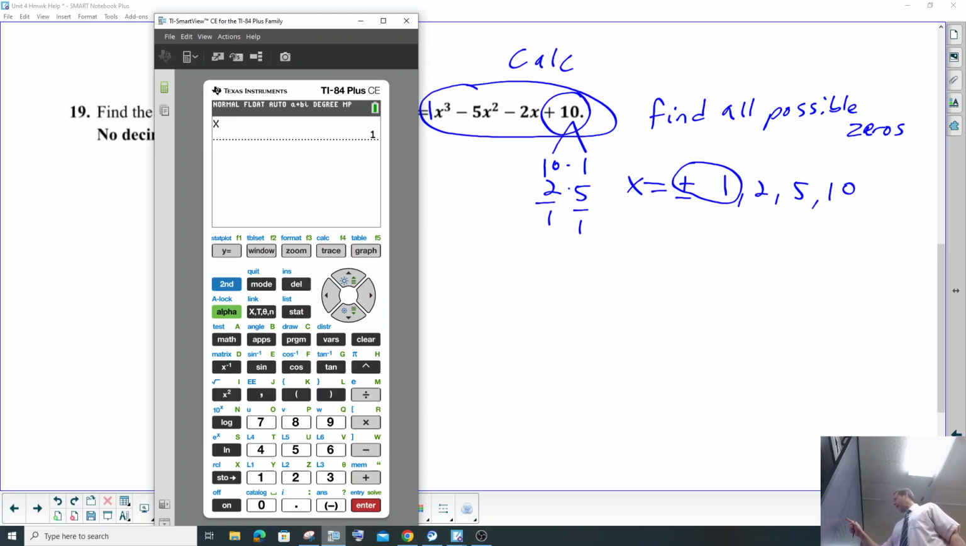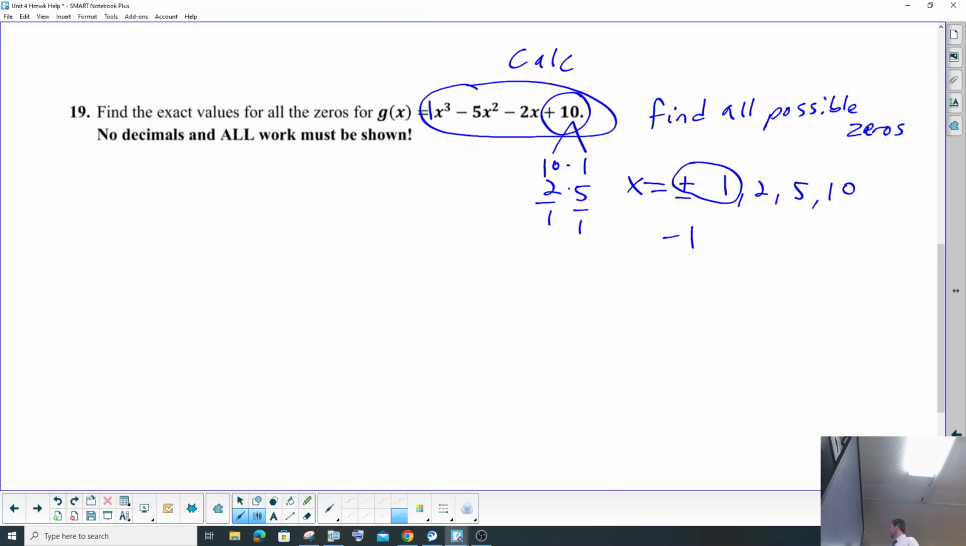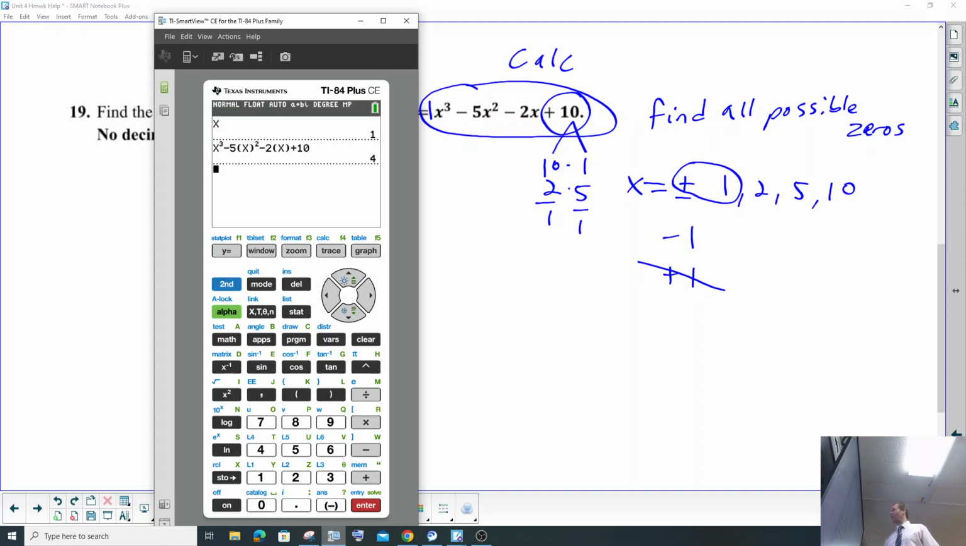So we're going to do x to the third power minus 5x squared minus 2 times x. You don't really need the parentheses, but I just want to make sure the calculator does it right. Again, x equals 1 right now. Well, 1 did not work. What about negative 1? Because positive 1 did not work. Remember, you have to get a remainder of 0.